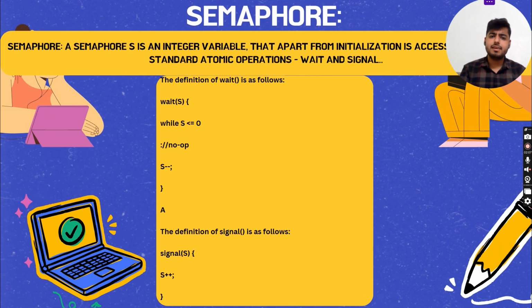A semaphore S is an integer variable that, apart from initialization, is accessed by only two standard operations, which are wait and signal. As you can see below, the definitions of wait and signal. For wait: while S is less than or equal to 0, do nothing; then we decrement S. Now, next is the definition of signal. In signal, we don't check any condition, we just increment S.